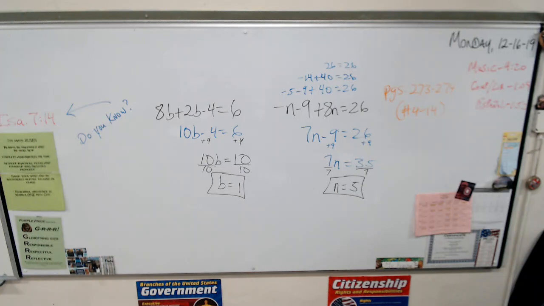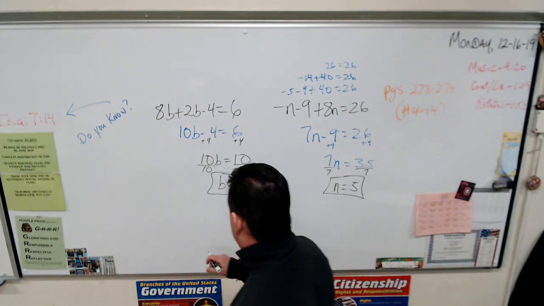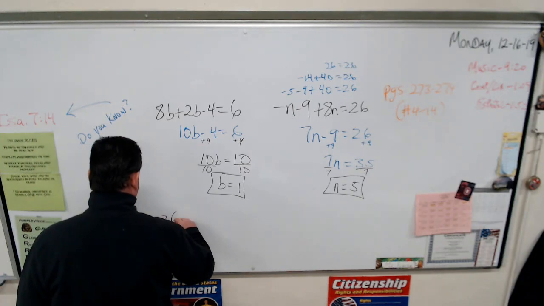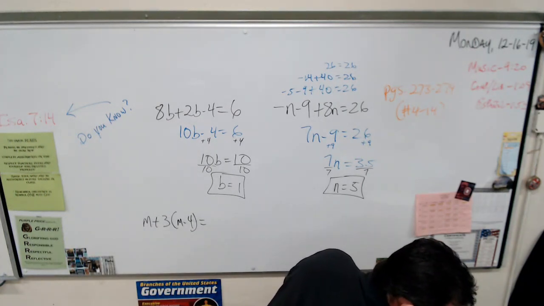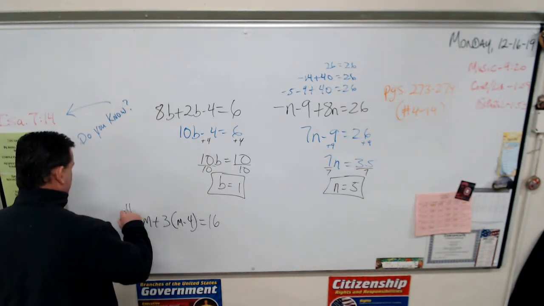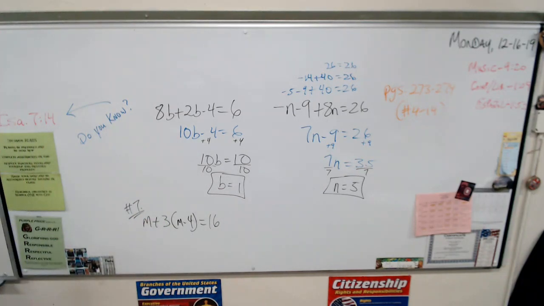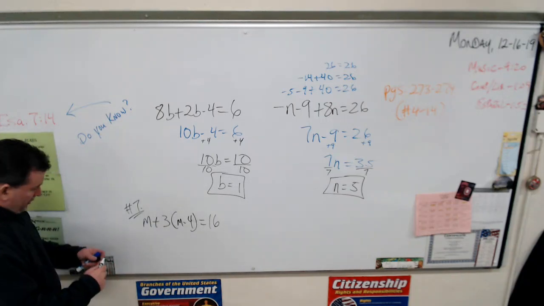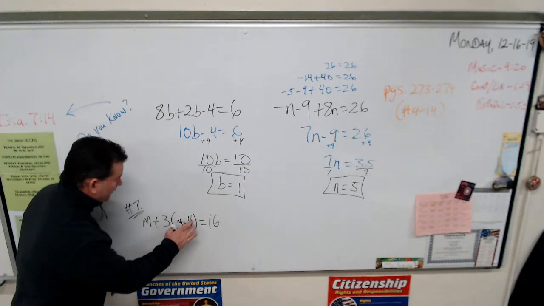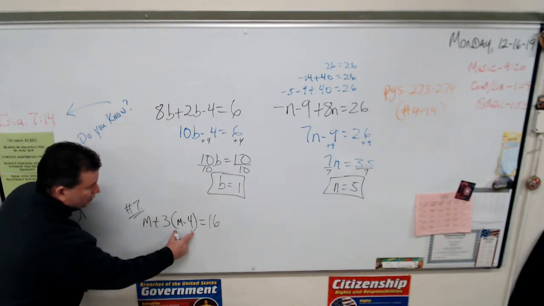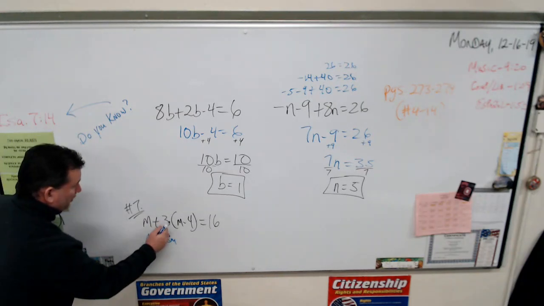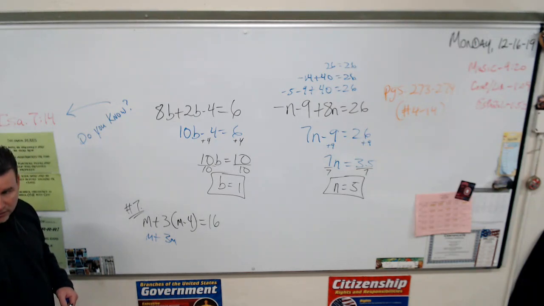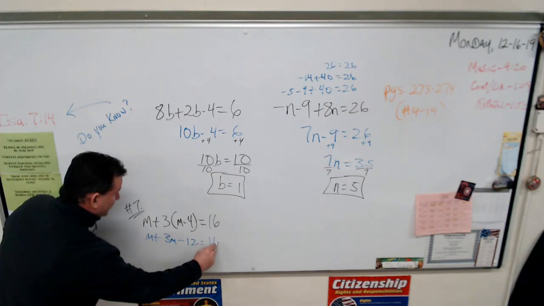Which one? Number 7. Okay, we've got to work with the distributive property. All right, here we go. Number 7 is on the board. First thing I'm going to do is, what's that D word? What's that property? I'm going to distribute the 3 to the m and negative 4. So this becomes m plus, what's 3 times m? 3m. What's 3 times negative 4? Negative 12. Negative 12 equals 16.